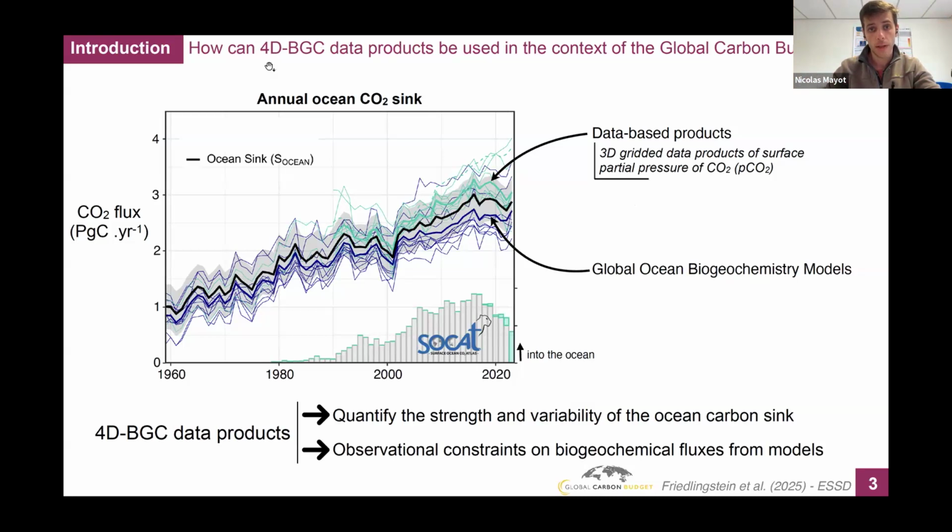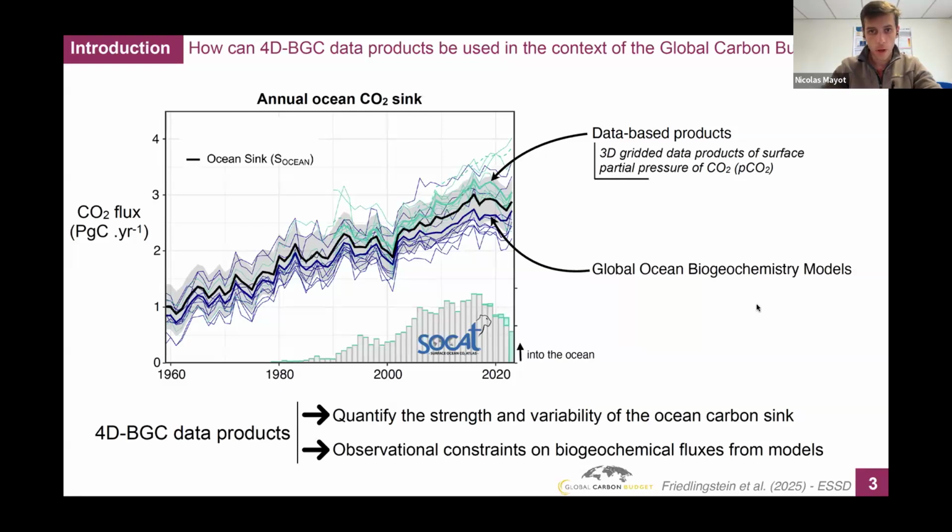Another way to use the 4D-BGC data to better inform the ocean CO2 sink is that this data product can provide an observational constraint for the models that are being used. So it's like they can provide a benchmark toward which the models should try to get. And so it's more in this context that my study is related.